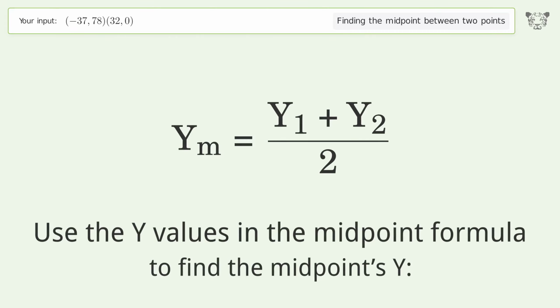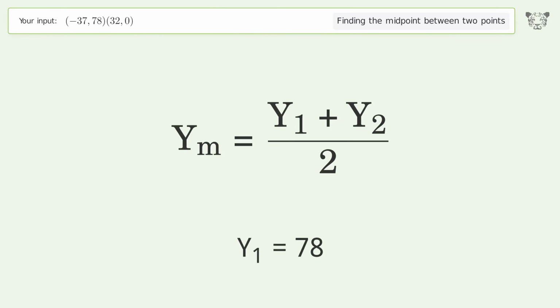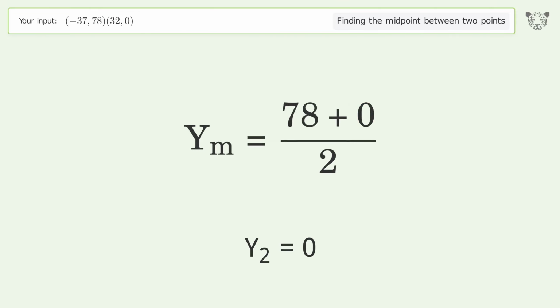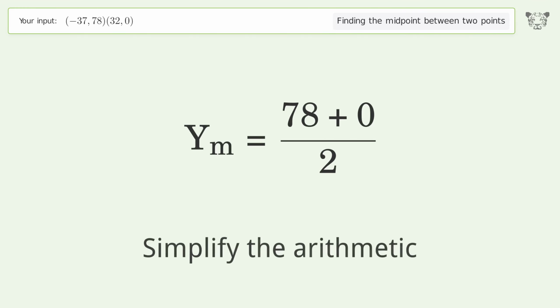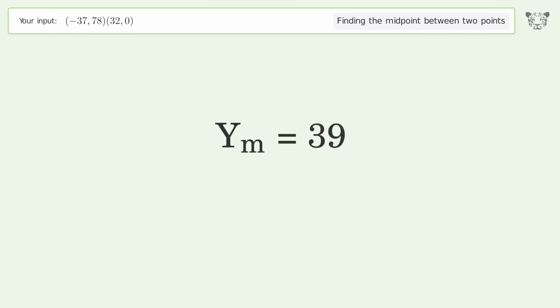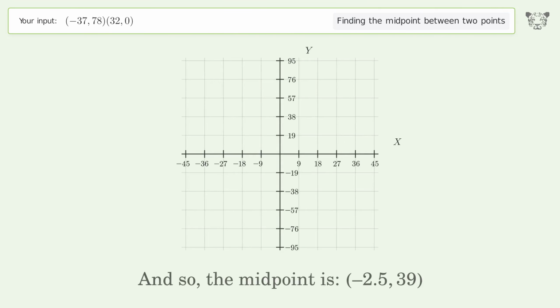Use the y values in the midpoint formula to find the midpoint's y. y1 equals 78. y2 equals 0. Simplify the arithmetic. And so, the midpoint is -2.539.